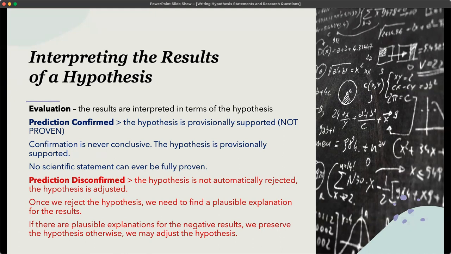Now, if the prediction is disconfirmed, this means your p-value is greater than 0.05. The hypothesis is not automatically rejected. The hypothesis is adjusted. Once we reject the hypothesis, we need to find a plausible explanation for the results. If there are plausible explanations for the negative results, we preserve the hypothesis. Otherwise, we may adjust the hypothesis.